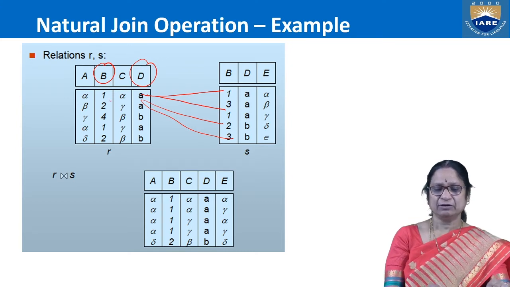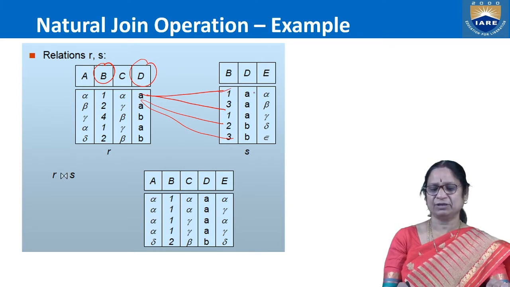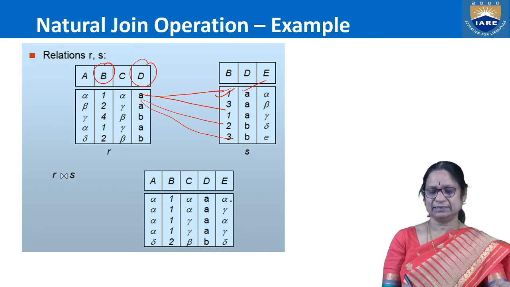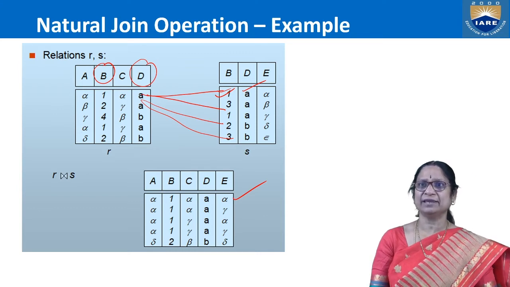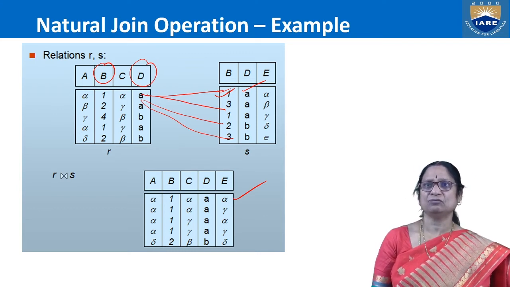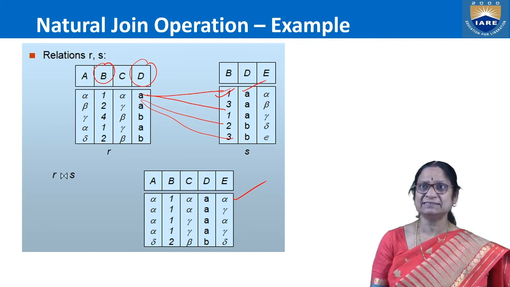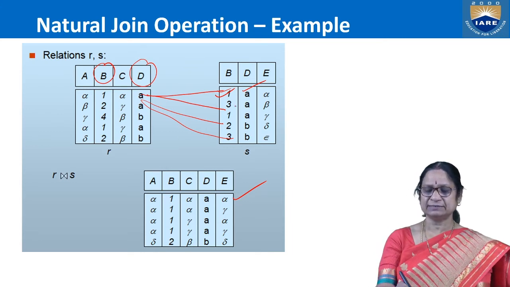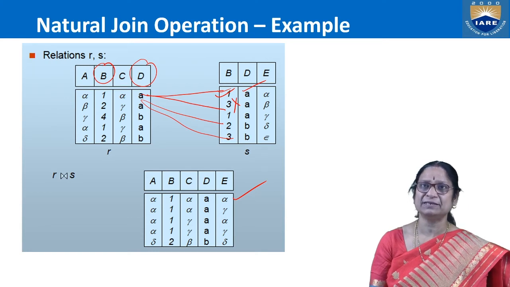First tuple: what is the value of B? 1. Value of D is A. So the value of B is 1 and the value of D is also A. That mapping will be listed. What is that mapping? 1, alpha, A, and E only, alpha. Second mapping, that is the first tuple with the second. What is the B attribute? 1. The B attribute of the second tuple of the other relation is 3. So that's why it is not mapped. That will not be displayed.